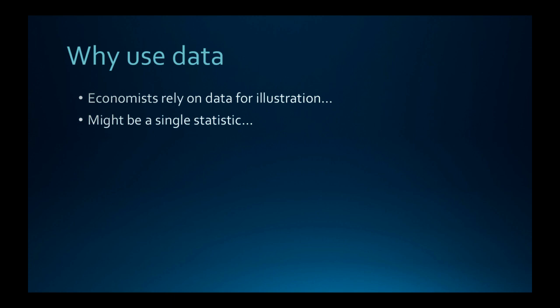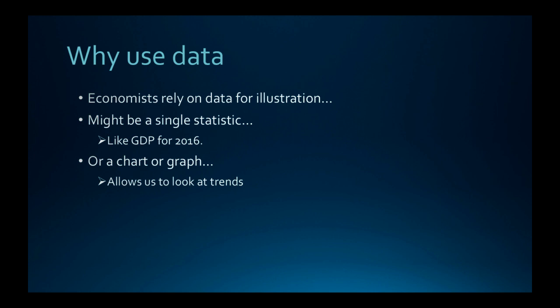First, let's talk about why we might choose to use data. Of course, economists rely on data for all kinds of different illustrations. It might be a simple single statistic. For example, maybe I'm talking about gross domestic product for some year, 2013. That would be one single statistic and not necessarily a set of statistics, but I might also choose to turn data into a chart or a graph. And when I turn data into a chart or a graph, that's going to allow me to look at trends. So maybe I'm going to show GDP going up or maybe GDP going down over time.